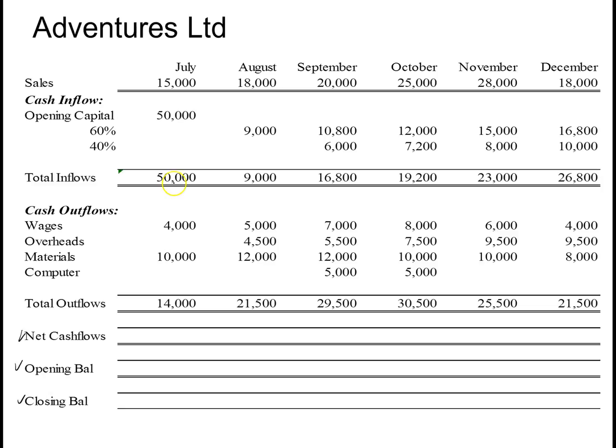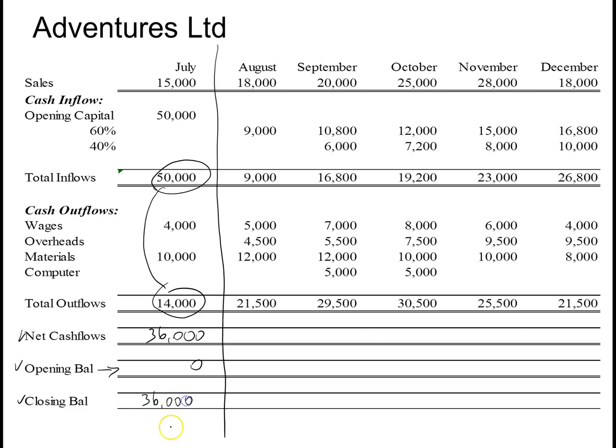So the net cash flow will be the total inflows minus the total cash outflows for each month, and for the month of July, the net cash flow comes to 36,000. Opening balance, we are going to define as the closing balance from the previous period. Since this business starts on the 1st of July, there was no previous period, so the closing balance at the end of July will be 36,000. So based on our projections here, we believe that the cash balance at the end of July will be 36,000. Now that 36,000 will become the opening balance on the 1st of August.